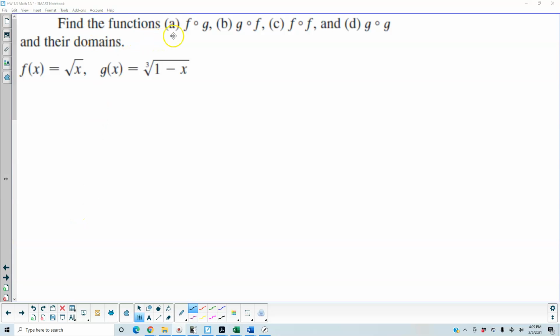Here we want to find the functions f composite g, g composite f, f composite f, and g composite g, and their domains. Well, let's first find the domain of f of x, which is equal to the square root of x. Well, that means that x has to be greater than or equal to 0. So the domain is that you have 0 going all the way to infinity.